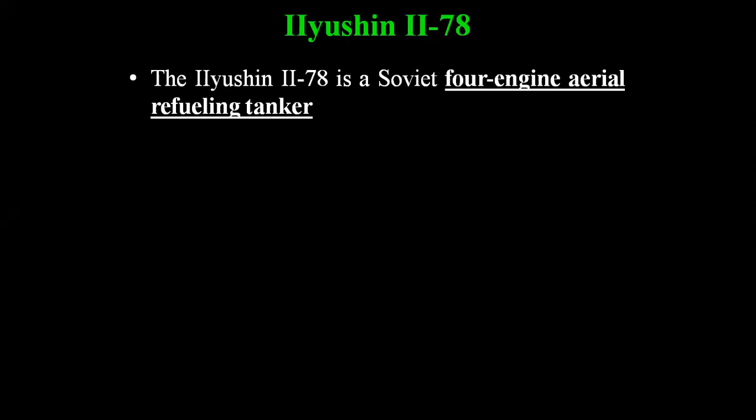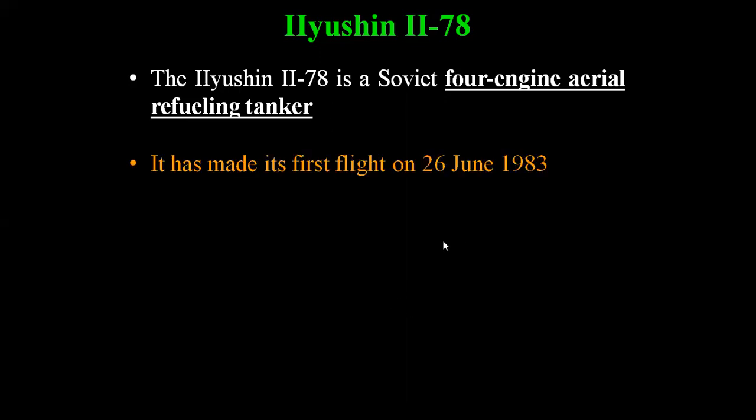Now, what is this Ilyushin? Ilyushin 278 is made by Russia. It is a 4-engine aerial refueling tanker. Basically, it is a tanker for aerial refueling of fighter aircraft, developed by Russia, whose name is Ilyushin 278. It made its first flight in 1983.